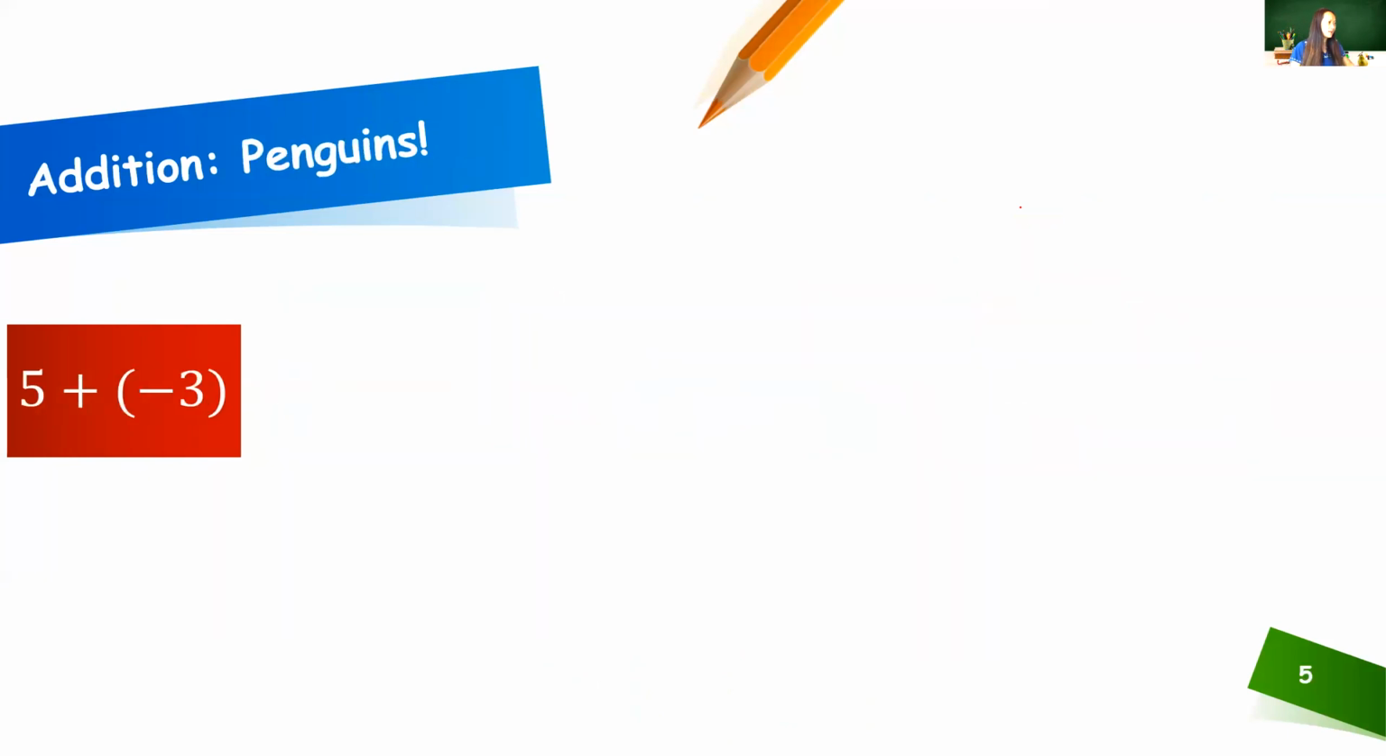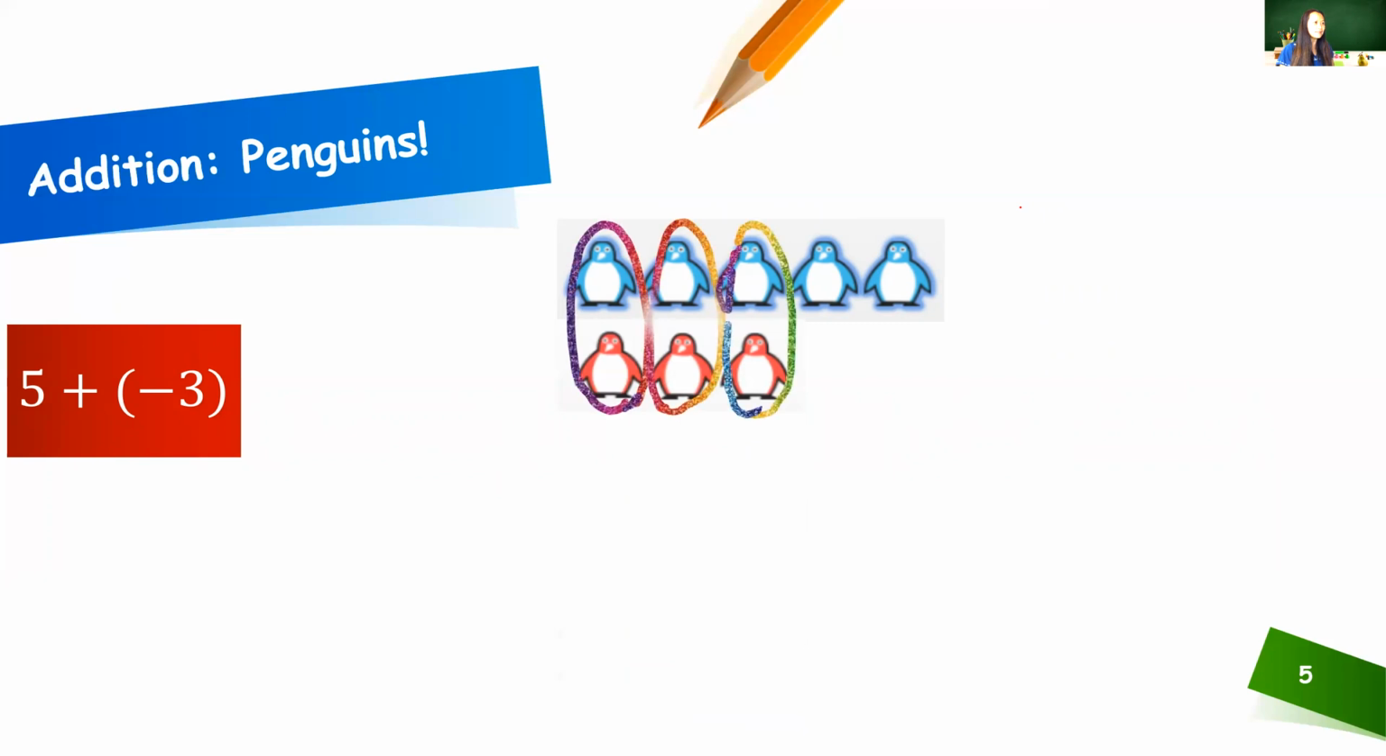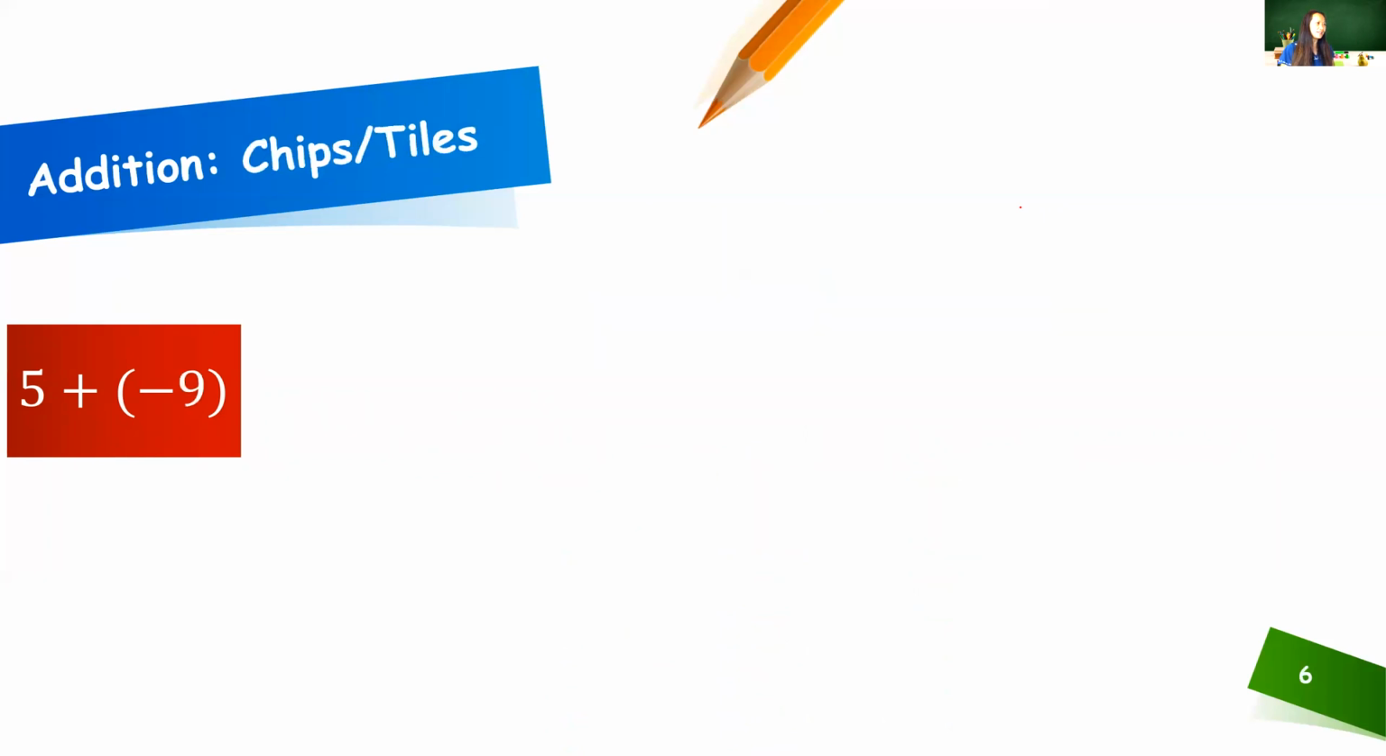Now 5 and -3. Well, if you didn't have tiles and you don't feel like buying tiles from Home Depot, you can use little penguins in your classroom, the counters. So I have 5 blue ones, 3 red ones. Guess what happened? Those become 0. And I have 2 blue single penguins that are left when I put them together. Therefore, 5 plus -3 is +2. Pretty cool, right?